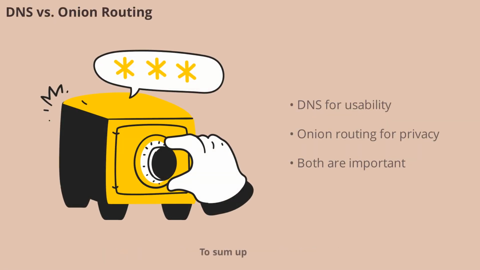To sum up, regular DNS is all about making the internet easy to use and accessible, while onion routing is focused on privacy and anonymity. Each serves a different purpose, but both are essential parts of the online world. Understanding the difference helps you see how the internet is structured and how information flows.